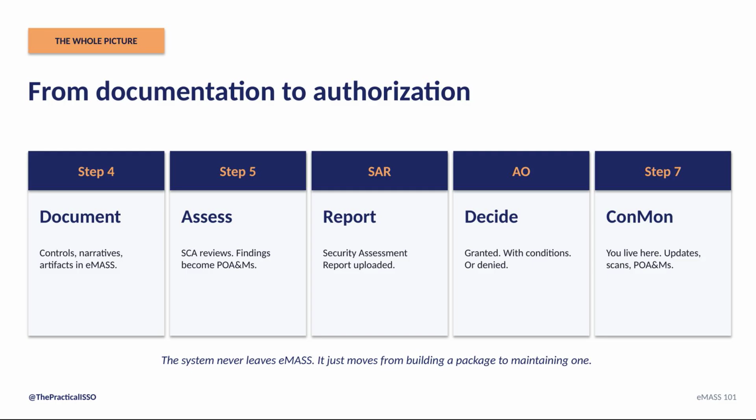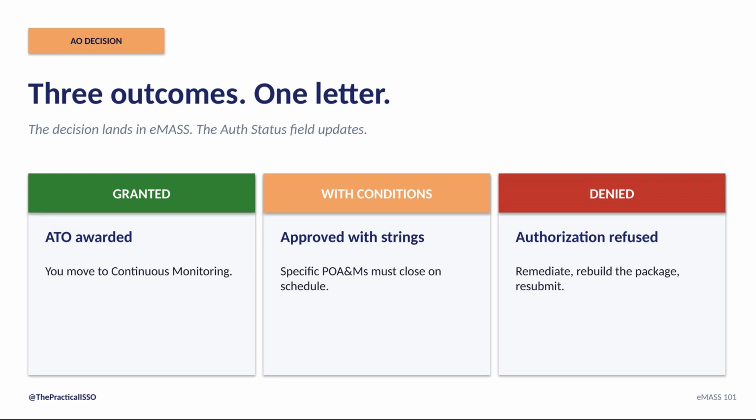Your AO reviews everything in eMASS and makes one of three decisions: ATO granted, ATO with conditions, or denied. The decision letter is entered into eMASS, and the authorization status field in your system overview updates accordingly. After that, you're in Step 7, continuous monitoring. You stay in eMASS. You update control statuses when things change. You manage your POA&Ms. You upload monthly scan results. The system never leaves eMASS. It just moves from building a package to maintaining one.